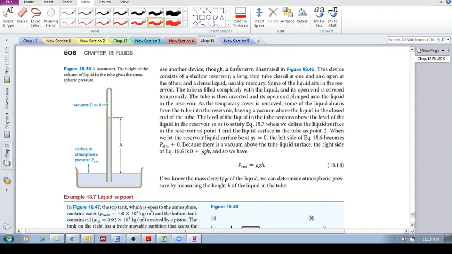Okay, so let's look at another pressure gauge device, a barometer. The way a barometer works, again, you've got this liquid and you have a difference in height, just as we saw with the manometer.